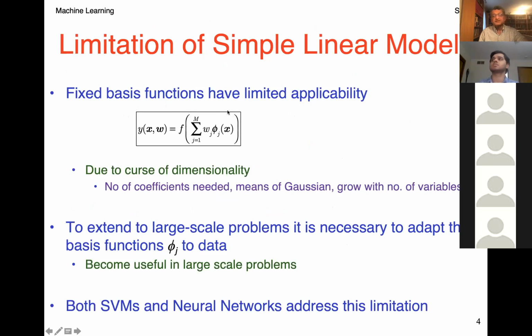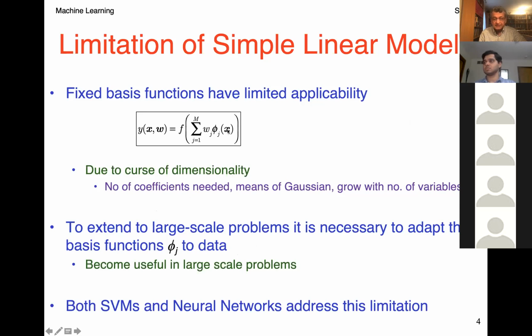Okay. Fixed basis functions like this have limited applicability due to the curse of dimensionality. In the sense that if this is a very large number of dimensions, the number of coefficients needed is large. The number of Gaussians that you're going to be using here grows with the number of variables and so on. So fixed basis functions have somewhat of a problem. To extend to large-scale problems, it is necessary to adapt the basis functions phi j to data. So we're saying those phi j's should be derived from the data x.